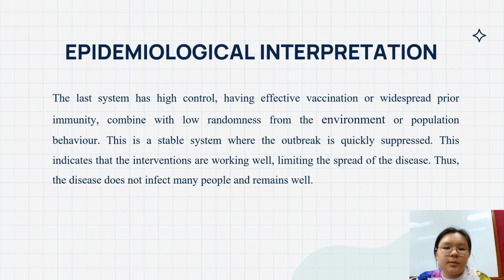So as we can see from the graph, these stable systems show high control and low randomness. It suggests an efficient public health response, effective vaccines, and minimal external disruptions. The disease is well managed and doesn't spread widely.